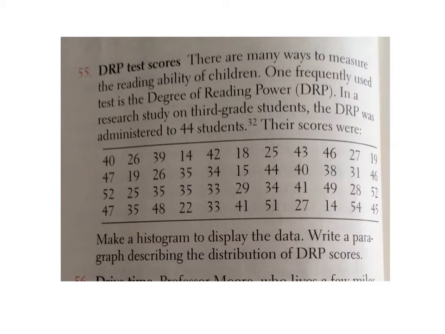Now this problem is on page 46, number 55, and we are measuring degrees of reading power, DRP. There was a test administered to 44 students, and here are their scores. They want us to do a histogram. So what do I do? I put them into list 1.